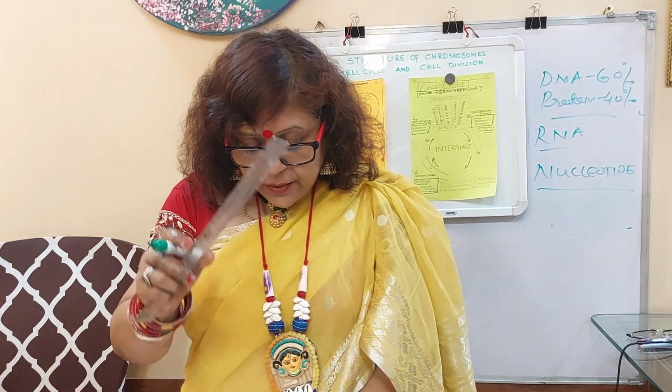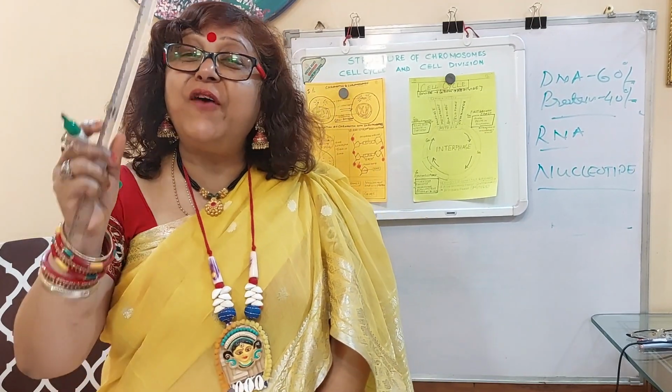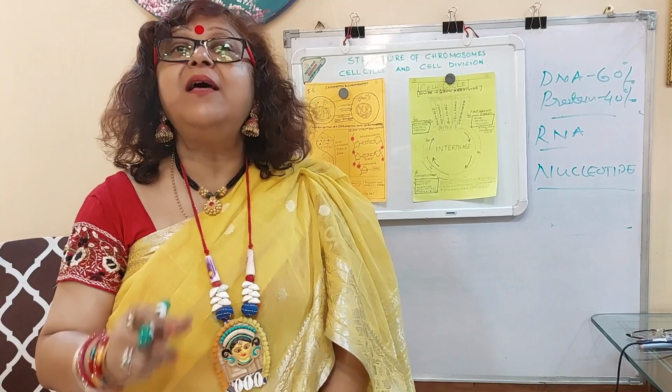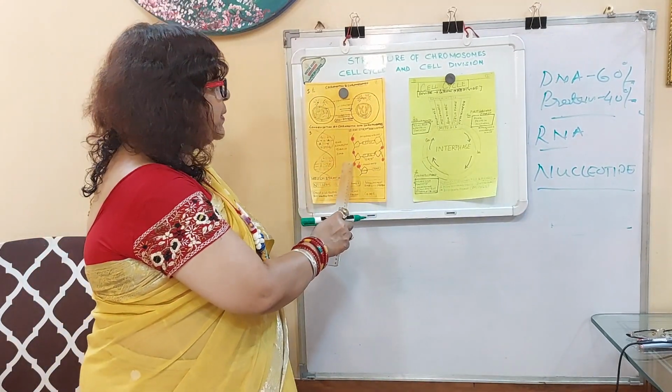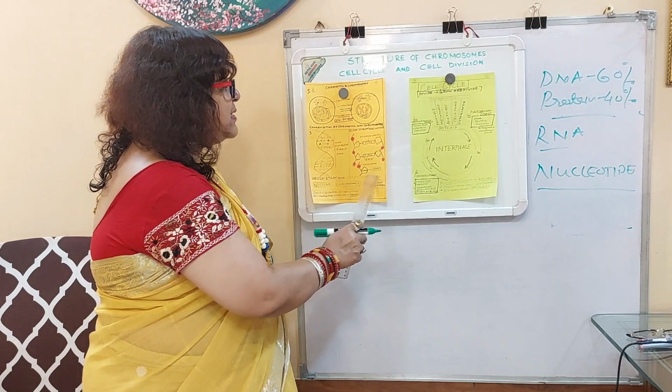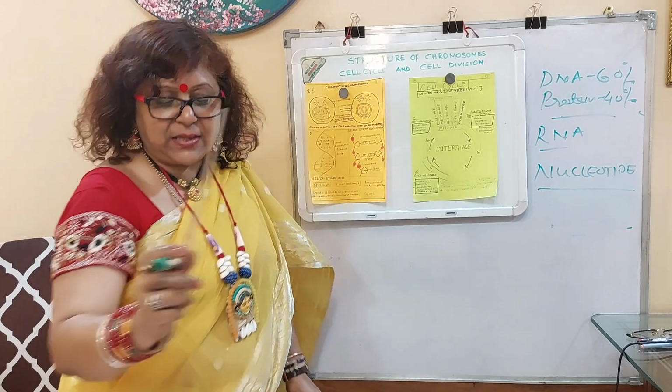Now, the basic structural functional unit of a nucleic acid is nothing but a nucleotide. As I told you, what is a nucleotide? This is one complete nucleotide. Phosphate, sugar, base. This is a nucleotide. And the hydrogen bonding is between the bases. So this is a nucleotide.